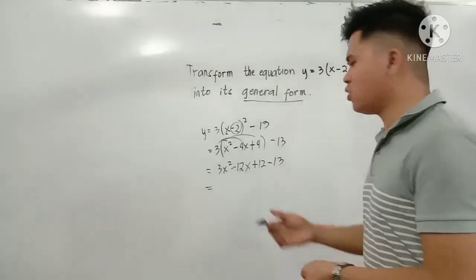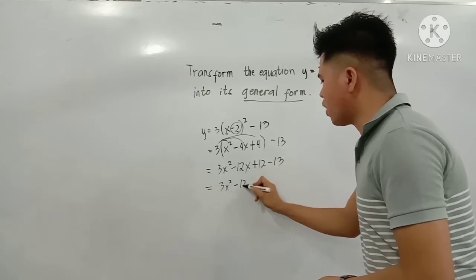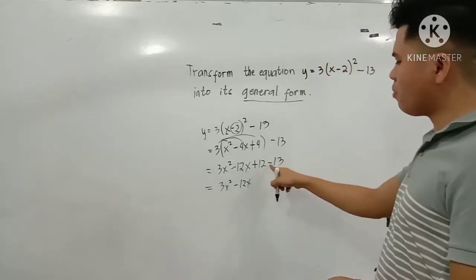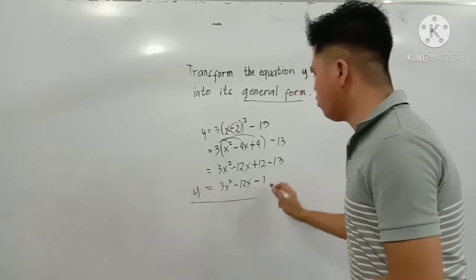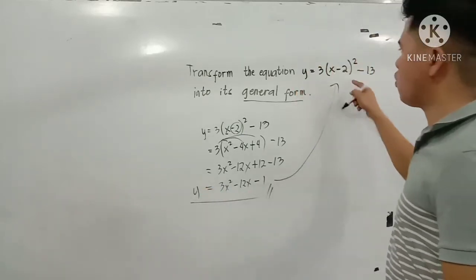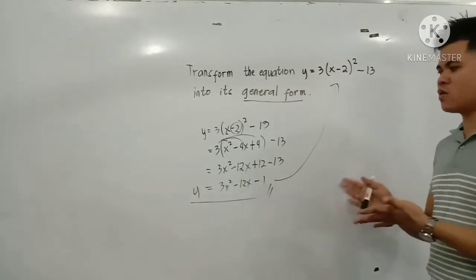So, combining like terms. Copy 3x squared, then minus 12x, then positive 12 minus 13 is simply negative 1. And this is the general form of this given equation. Simple as that. So, I hope this is clear.